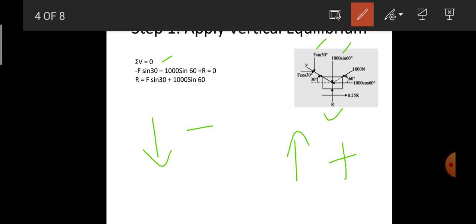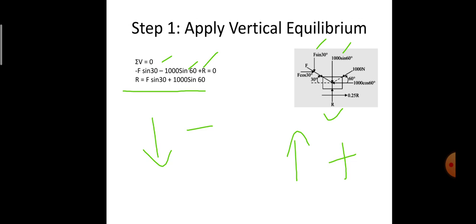Therefore, F sine 30 with the negative direction because it is acting in the downward direction. Next is 1000 sine 60, which is again acting in the downward direction, hence it is minus, and then plus R equal to 0. Why is it plus R? Because it is acting in the upward direction. If I rearrange these forces, I'll get R is equal to F sine 30 plus 1000 sine 60. So this is the expression for the vertical equilibrium.